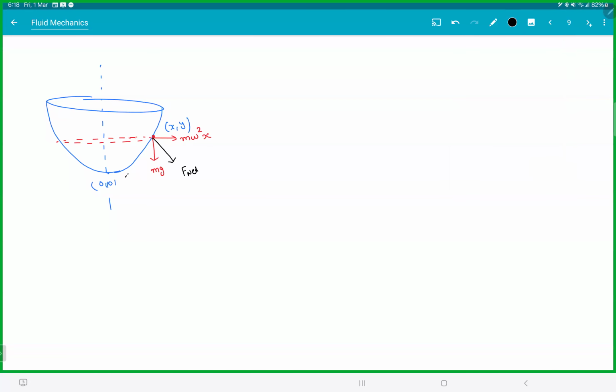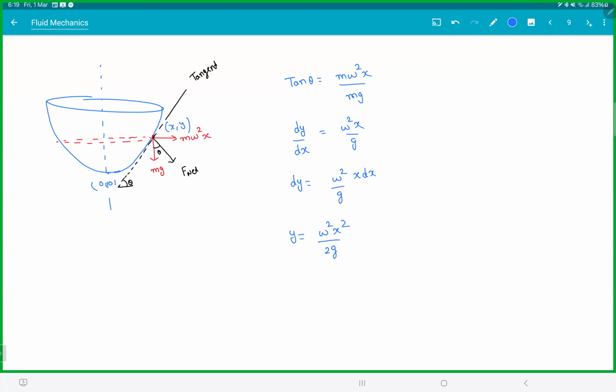So your tangent should be perpendicular to the net force. Isn't it? This is your 90 degrees. So if you take this angle as theta, this angle will be theta. Therefore, tan theta will be m omega square x by mg. But I know tan theta is nothing but dy by dx, which is omega square x by g. Shift it on both sides and integrate. So dy is omega square x dx by g. So y is equal to omega square x square by 2g. This is the equation of this.